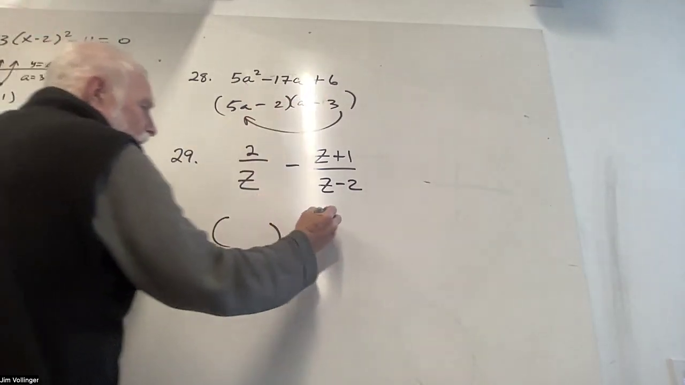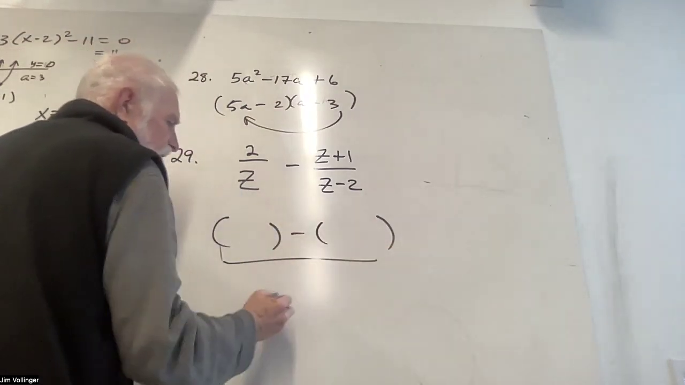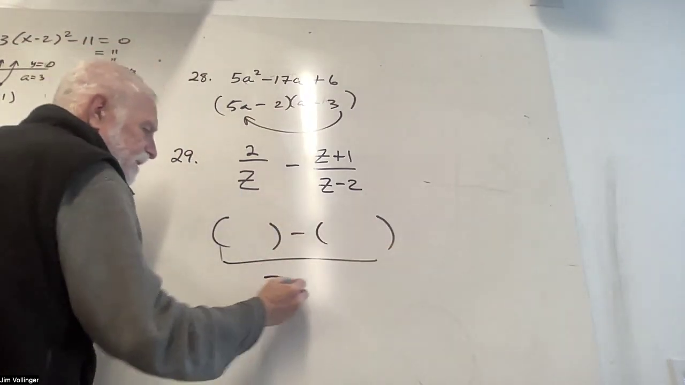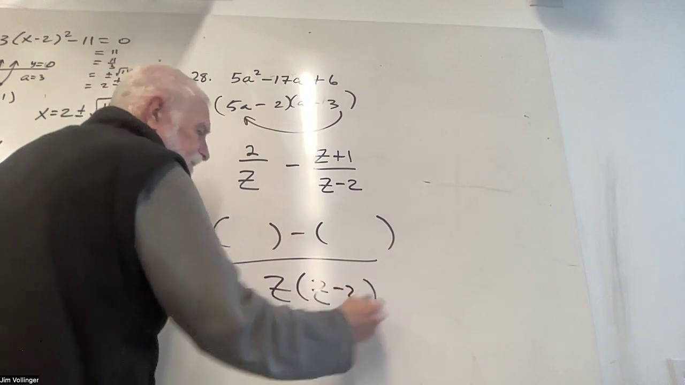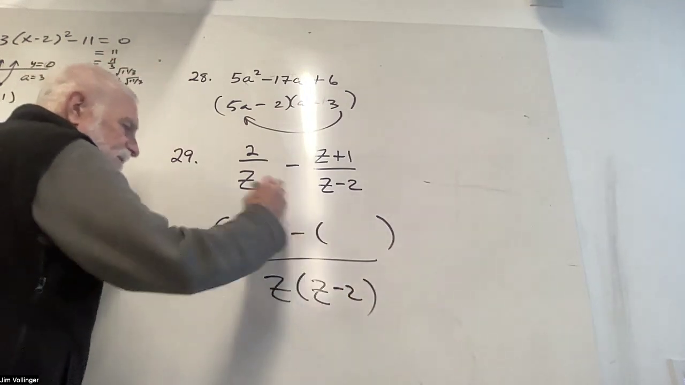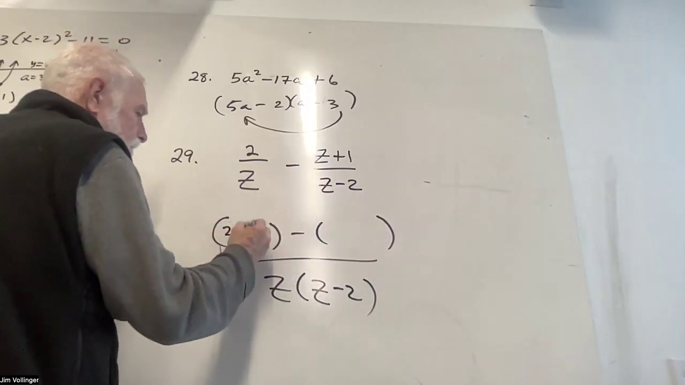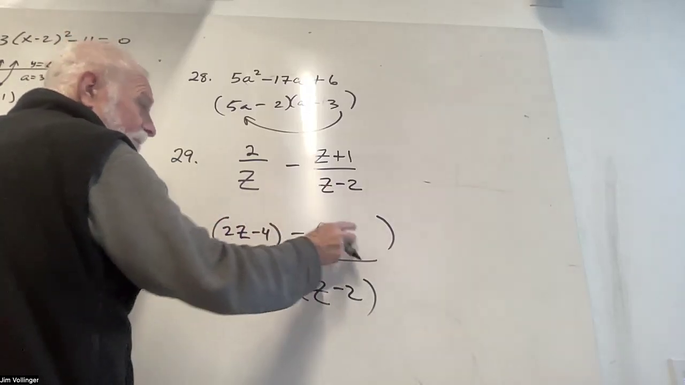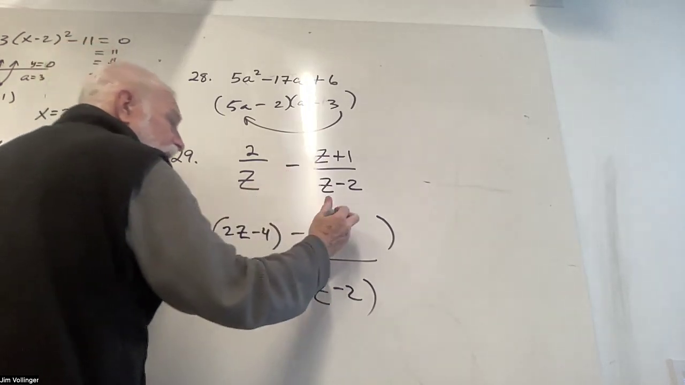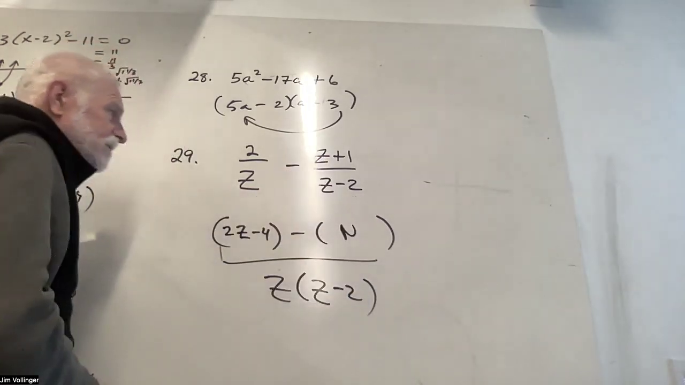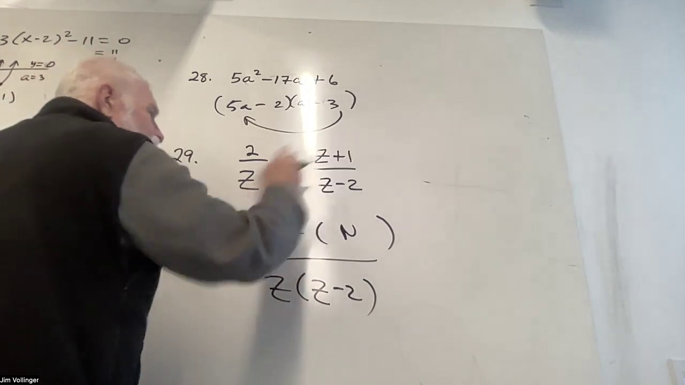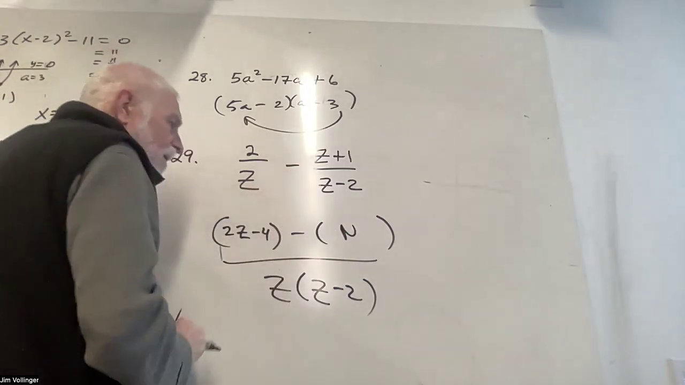Bingo, bango, bongo. I'm going to do z times z minus 2, just in case whatever I get up here has some cancellation. So I've got 2z minus 4 minus, remember, when I multiply that, I get a new number that has 2 parts. And if I'm subtracting that new number, I've got to subtract both parts.